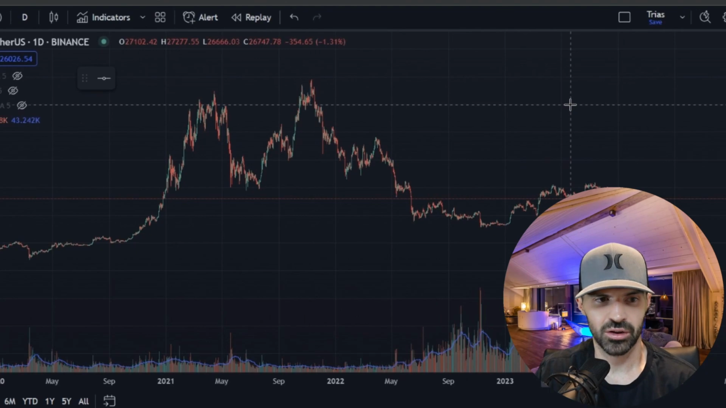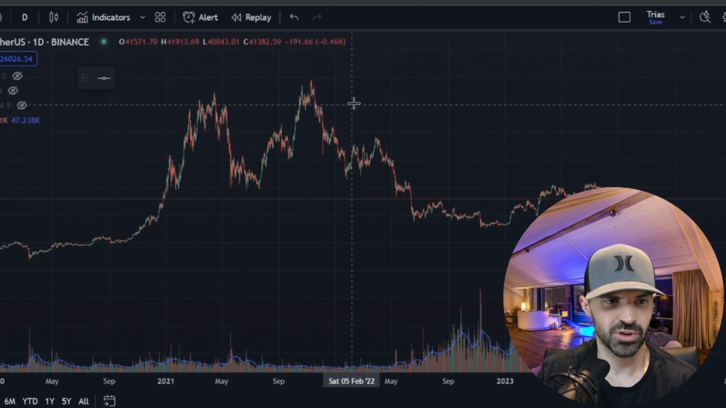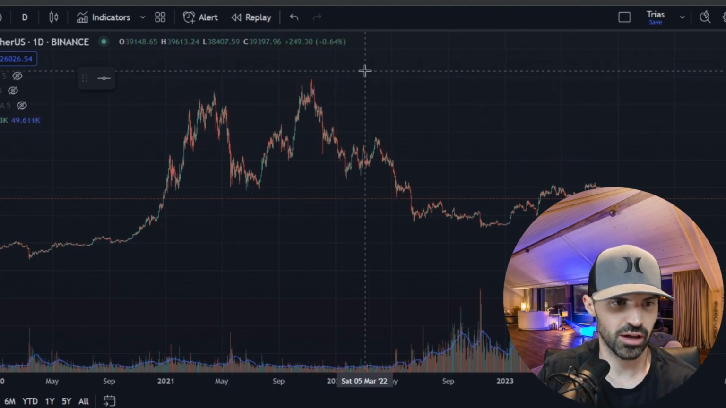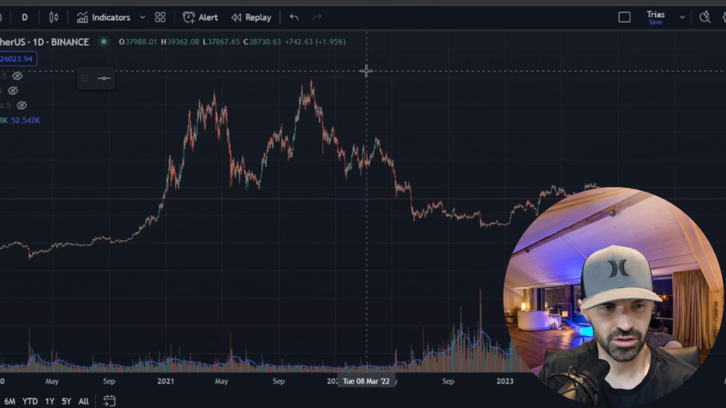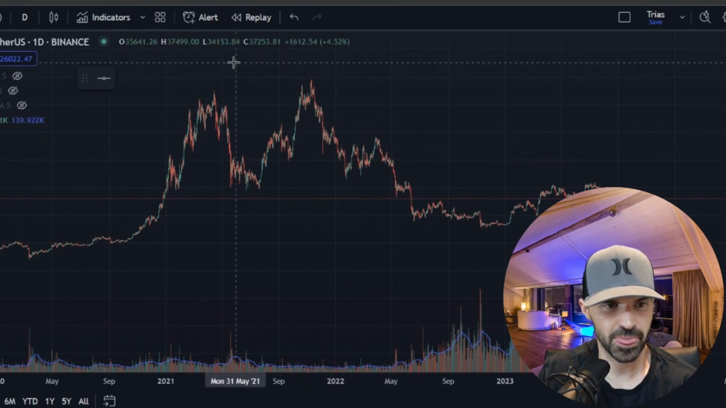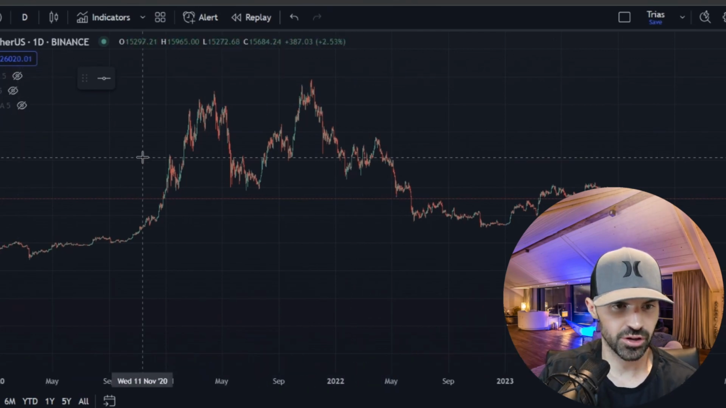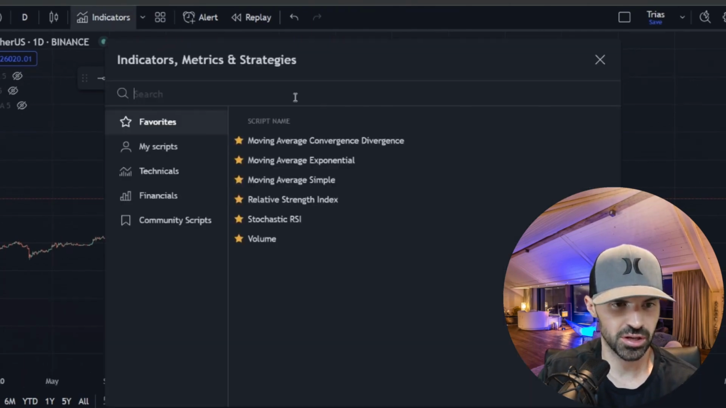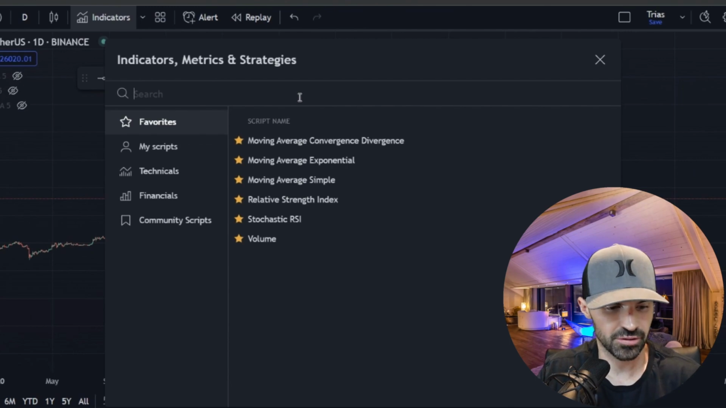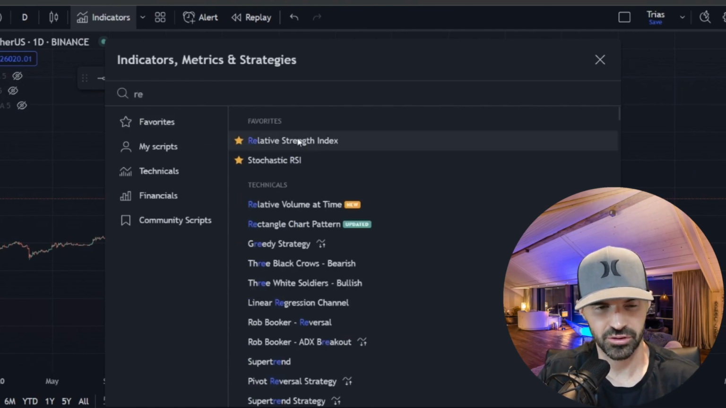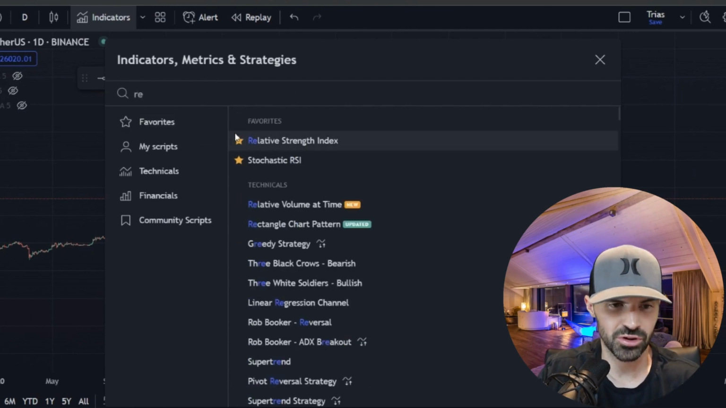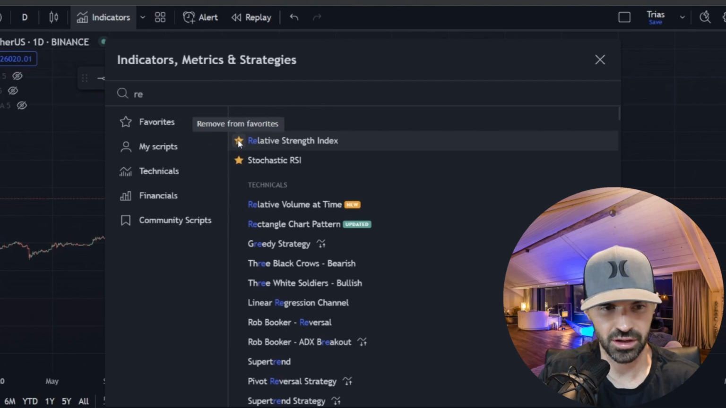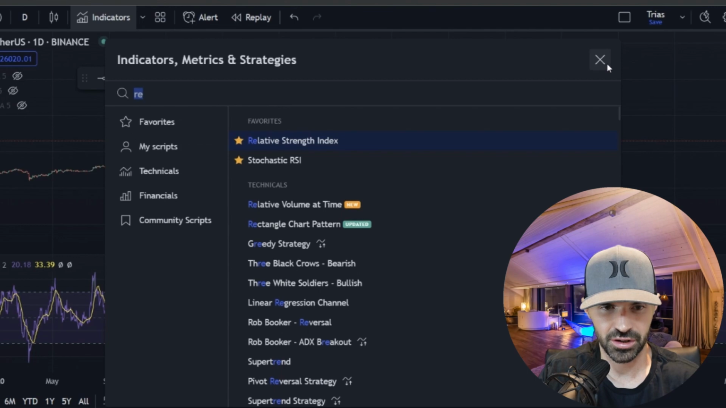Okay, so we're moving back over to TradingView. I have the Bitcoin versus Tether US on the daily chart. We'll just turn off the volume for now. You go back up to indicators here and type in relative strength index. You see it's the first one that pops up here. Again, you should highlight it with the star so you'll add it to your favorites. So we'll just turn this on here.